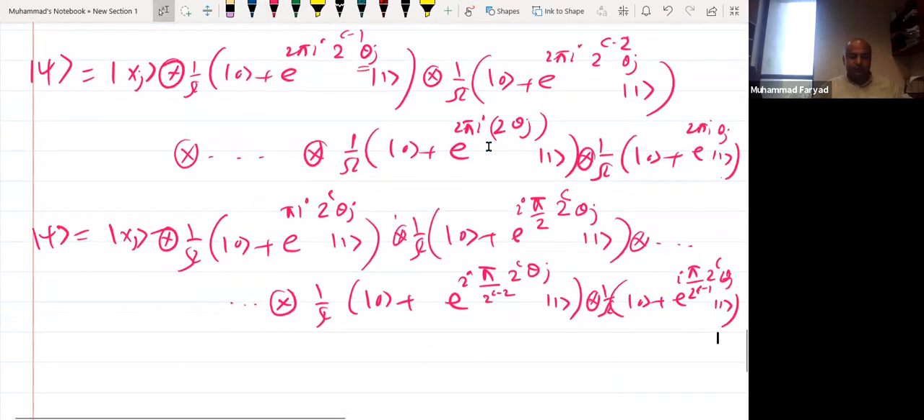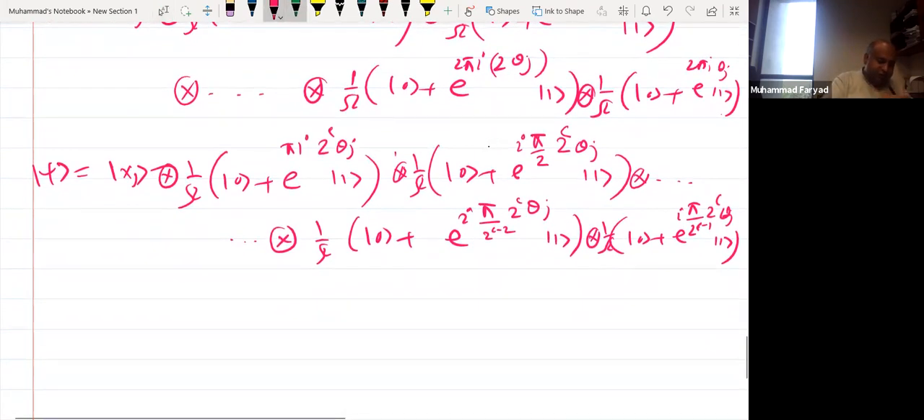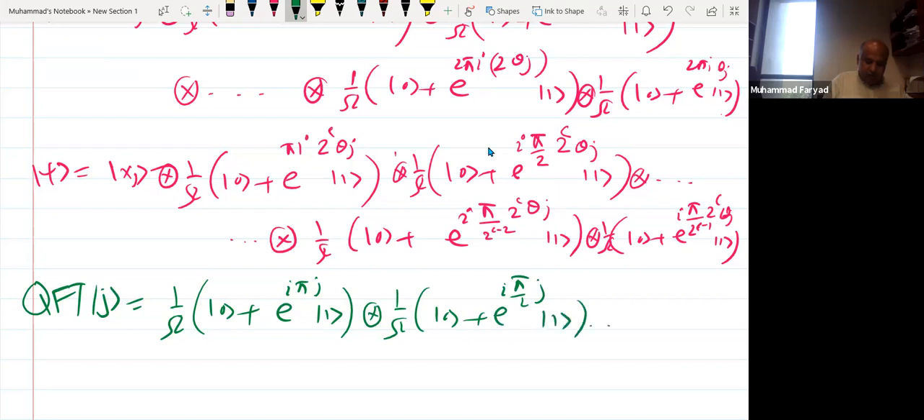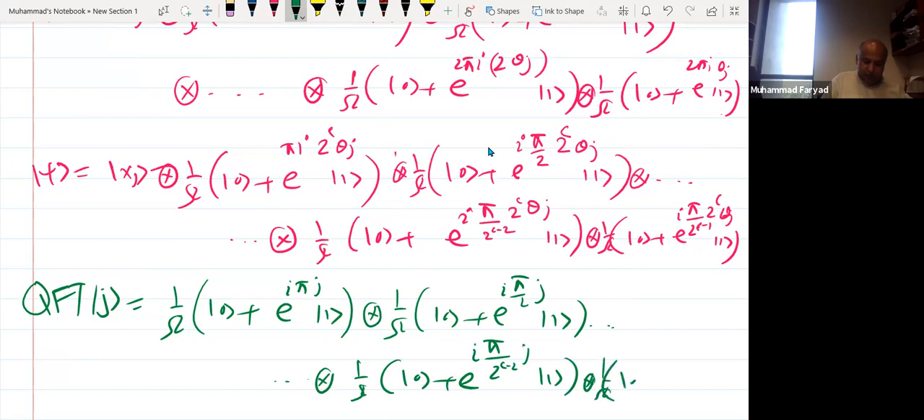And I expressed it in this way because I now want to compare it with the quantum Fourier transform that we studied yesterday. If you go to the notes from yesterday, you will see that we did quantum Fourier transform of a state j and saw that it is equal to 1 over square root 2, 0 plus exponential iota pi j 1, 0 plus exponential iota pi by 2 j 1, and so on, exponential iota pi over 2 power c minus 2 j 1, 0 plus exponential iota pi over 2 power c minus 1 j 1.